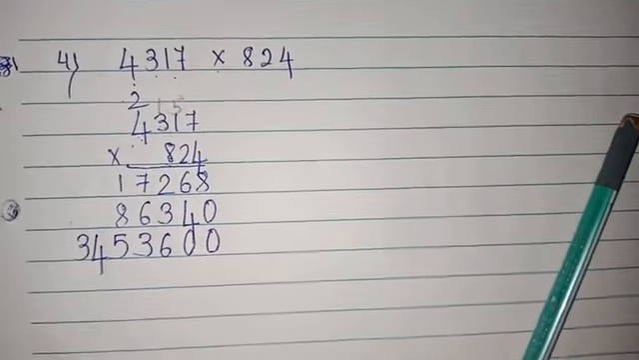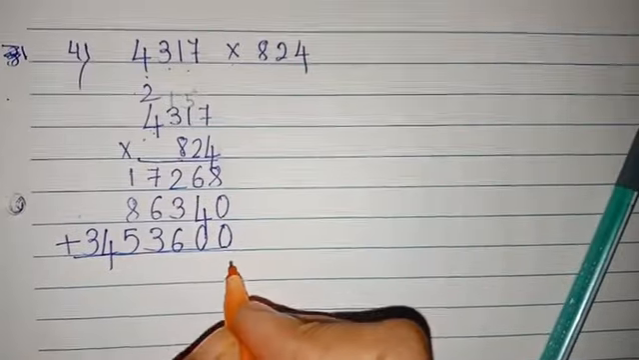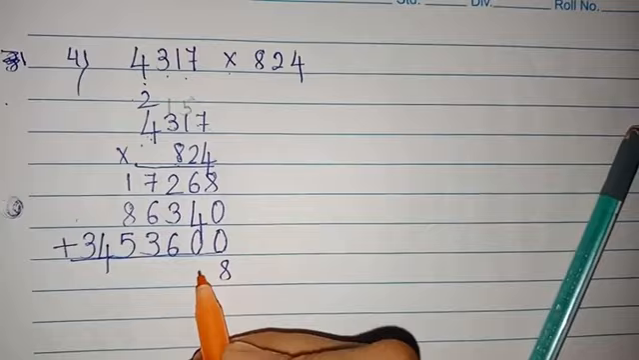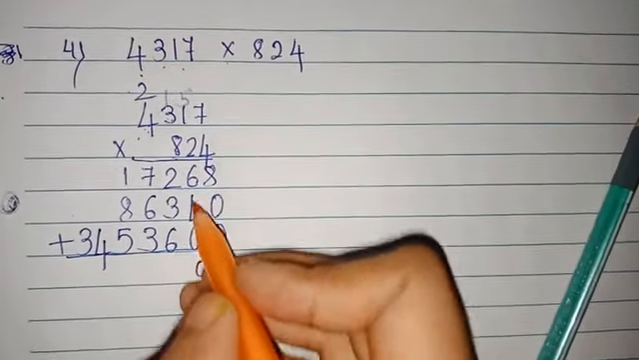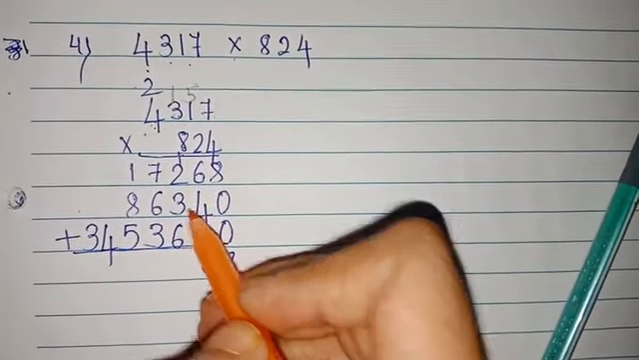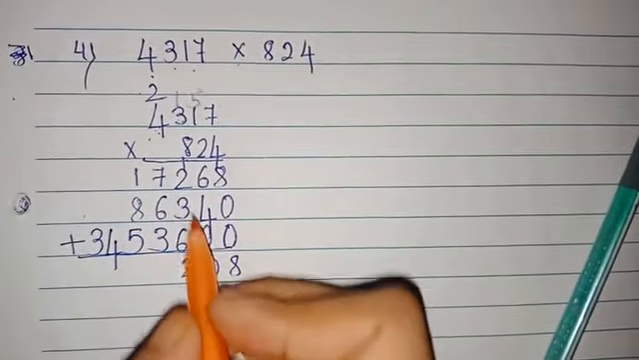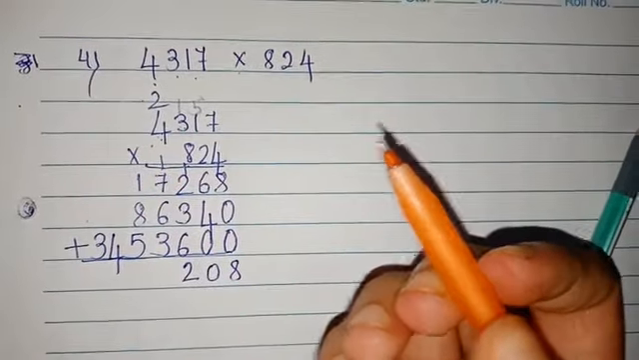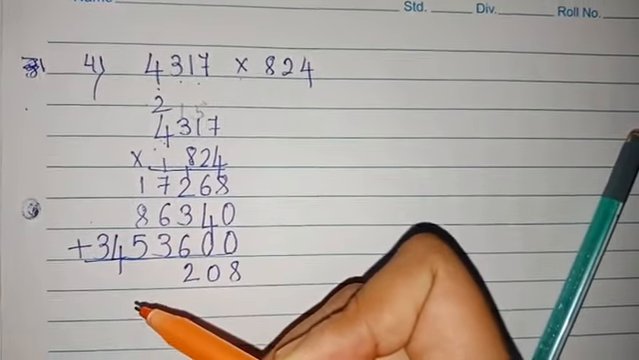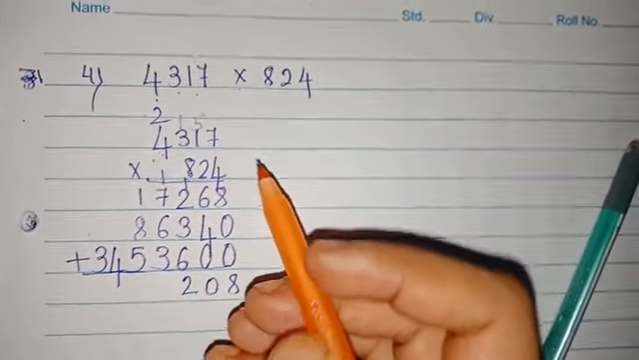Now we will add them, right? So 8 will come as it is, 6 plus 4 is 10, 0 will come here and carry forward 1. Now 1 plus 2 is 3, 3 plus 3 is 6, 6 plus 6 is 12. So 2 will come here and carry forward 1. Now 1 plus 7 is 8, 8 plus 6 is 14, 14 plus 3 is 17, right?